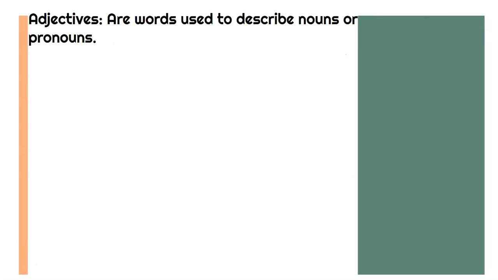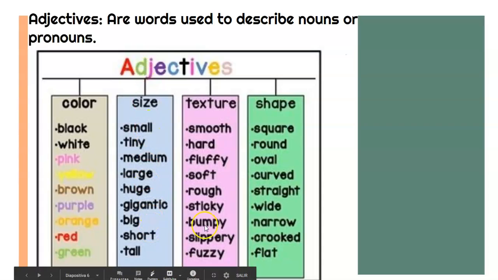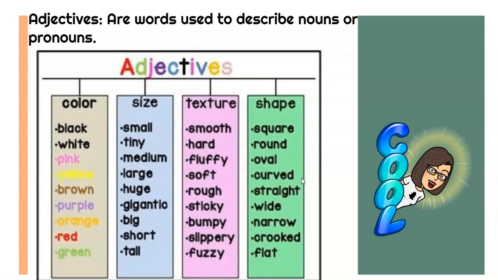And what are adjectives? Adjectives are words used to describe nouns or pronouns. They can be color, size, texture, shape. Okay, this you can read on your own so that we don't take more time and you can start working. Isn't it cool?